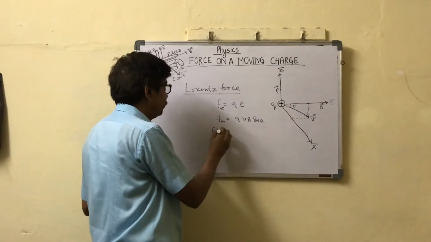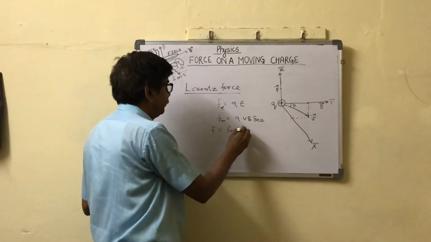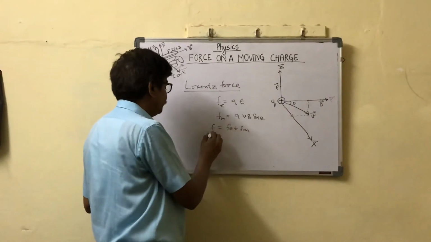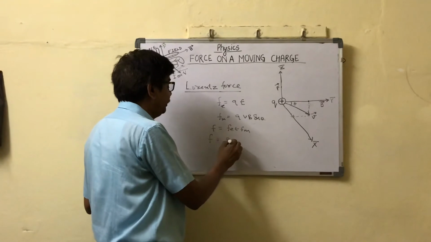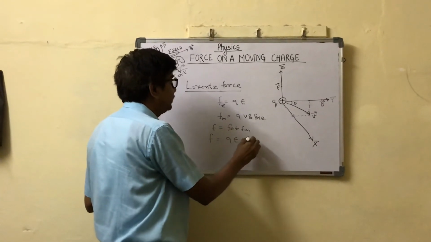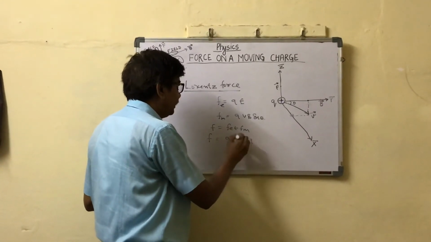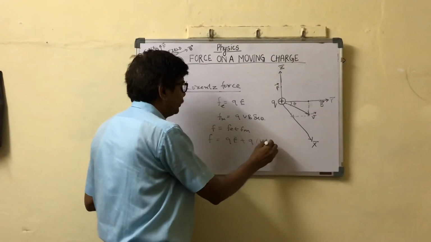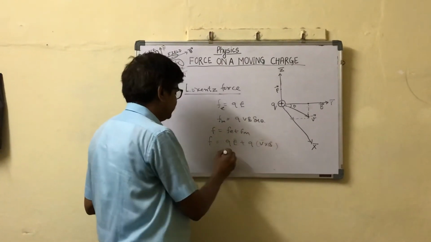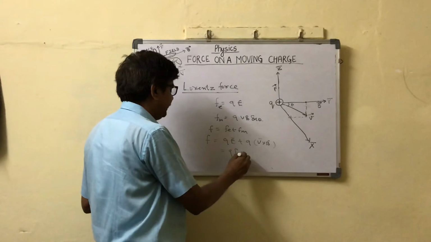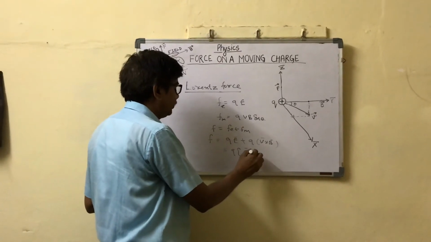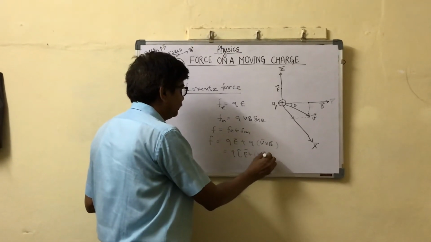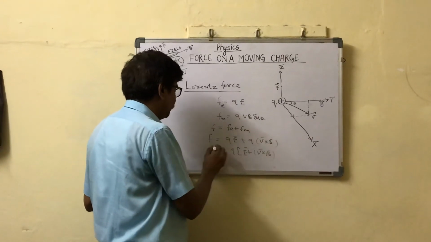So the total force is equal to Fe plus Fm. So F is equal to QE plus Q, in vector form, v cross B. Taking Q common, F equals Q times E plus v cross B. This is the total Lorentz force.